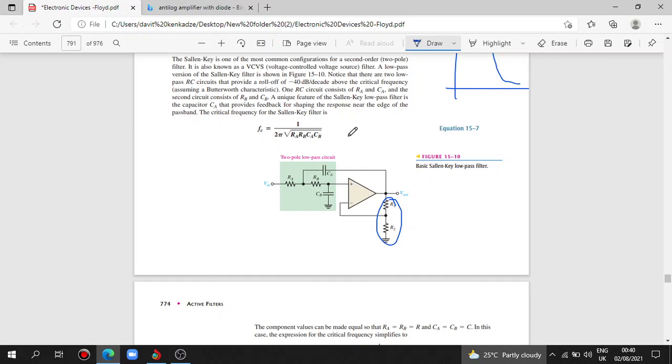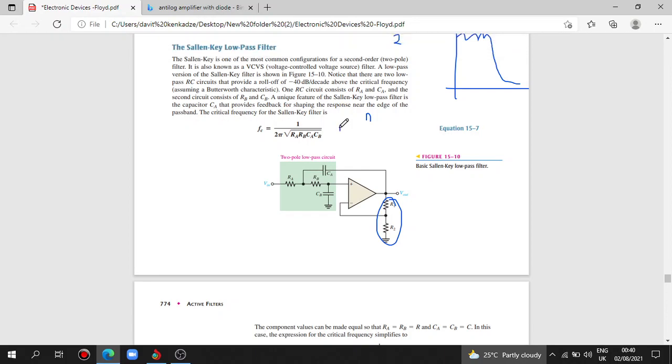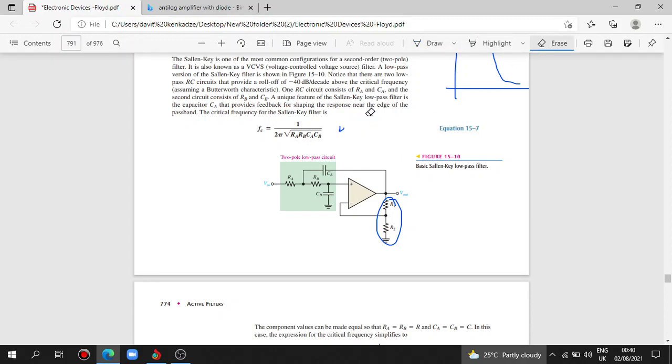Oh yeah, n is the pole number. For example, we have two poles. If we have two poles, then the roll-off will be -40 dB. That means that the output will be 10% less, I think.